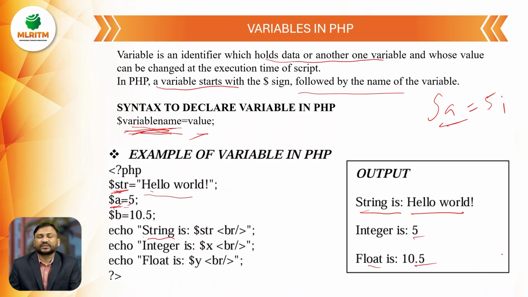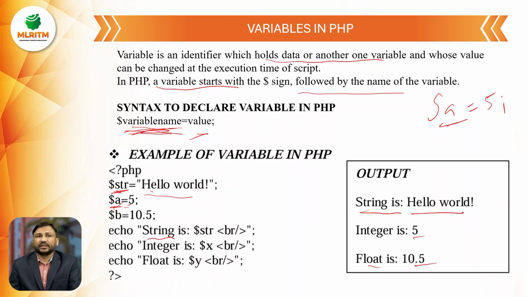So we can say that in PHP we declare the variable without data types, and we can initialize the variables directly. There is no need to initialize later or declare the variable as in other programming languages like C or C++. Here we are not using any data types.